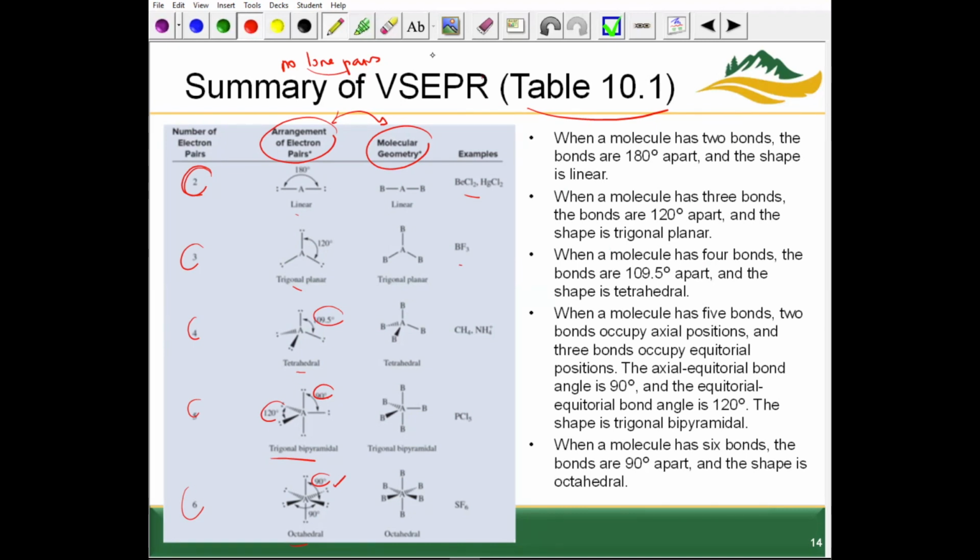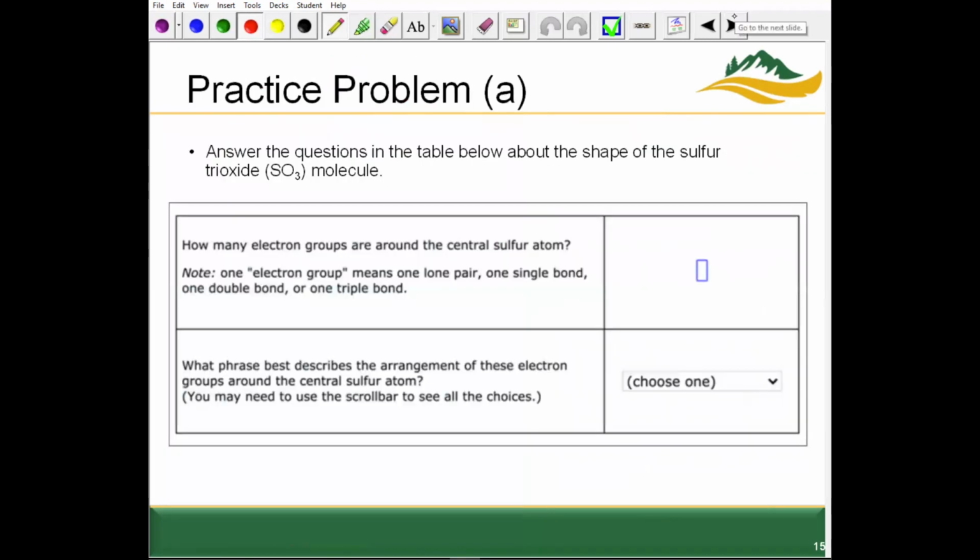So given this background on VSEPR, let's go into this practice problem and let's answer how many electron groups or how many regions of electron density. A group counts as any bonds or any lone pairs. So how many groups, how many bonds plus lone pairs around the central atom of sulfur? And then what phrase best describes the arrangement of these electron groups around the central atom of sulfur?